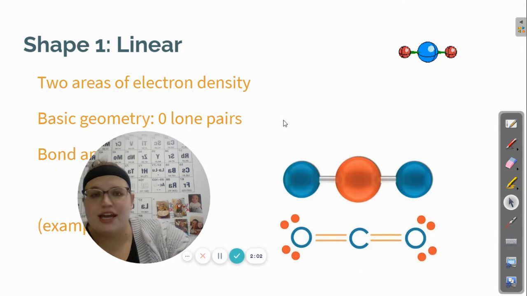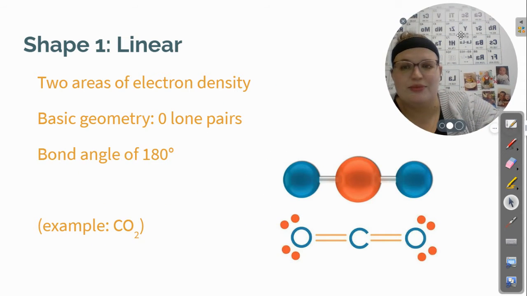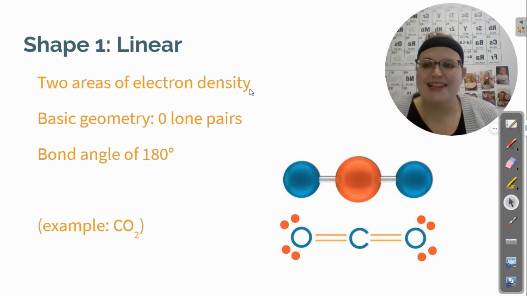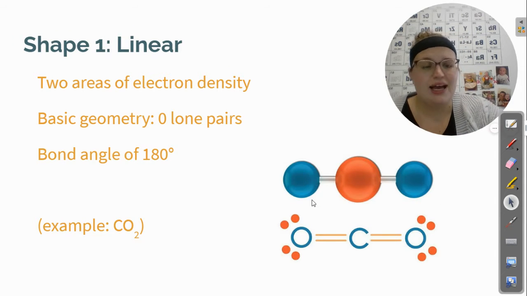So there are several shapes, and we're going to go through these shapes really quick. The first shape is linear. Linear has two areas of electron density, so there are going to be two things bonded to the central atom. It has 0 lone pairs on the central atom. Lone pairs we're talking about here are on the central atom. And it has a bond angle of approximately 180 degrees, so it's going to be in a straight line.